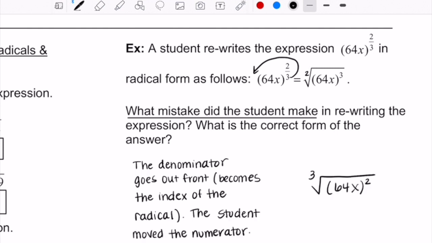And so to correct this, the 3 should become the index on the radical, and then the squared should stay as the exponent on the expression. Make a note that it's correct for the squared to be underneath the radical or inside the radical, or it could be written on the outside as well, like we've been writing it so far in the notes today.